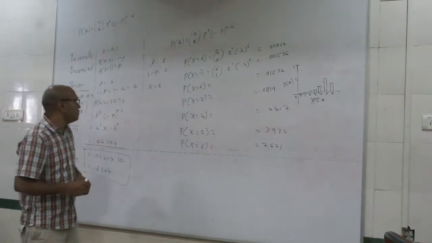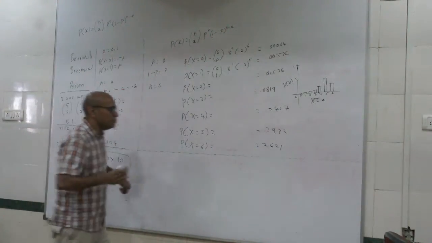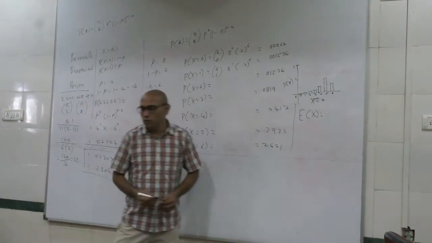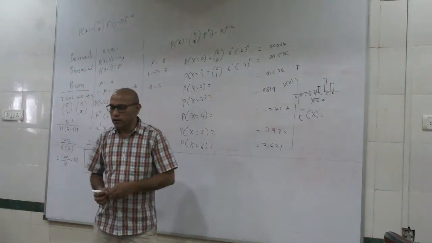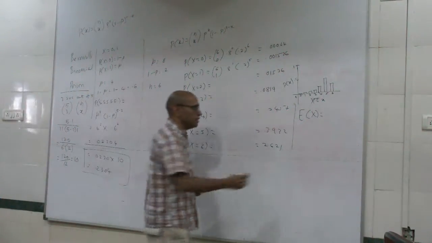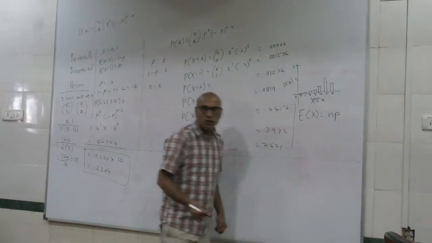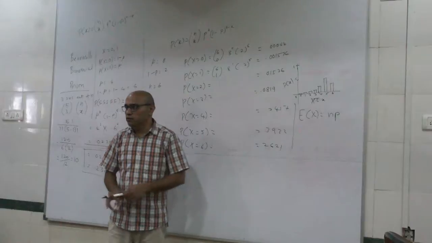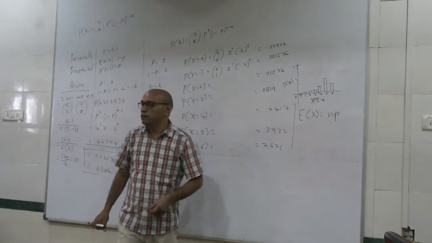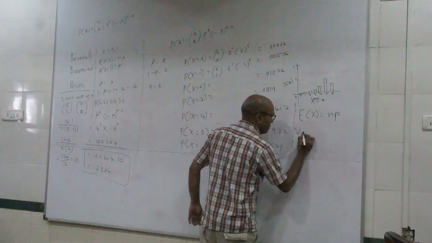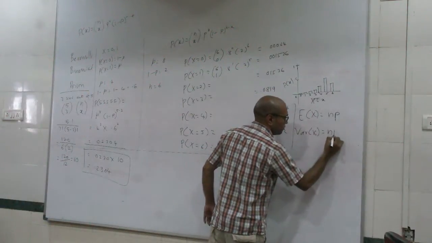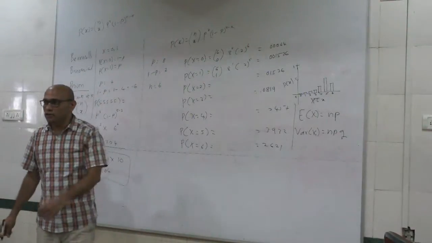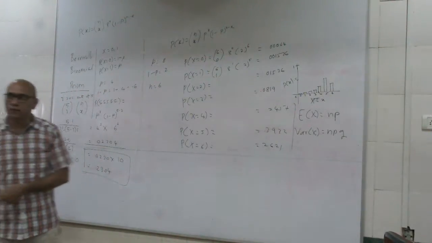The mean or expectation of x, for x following binomial, is NP. NP is the mean of the binomial distribution, and NPQ is the variance of the binomial distribution. So NPQ would be the variance. The probability is NCX, P raised to x, Q raised to n minus x.